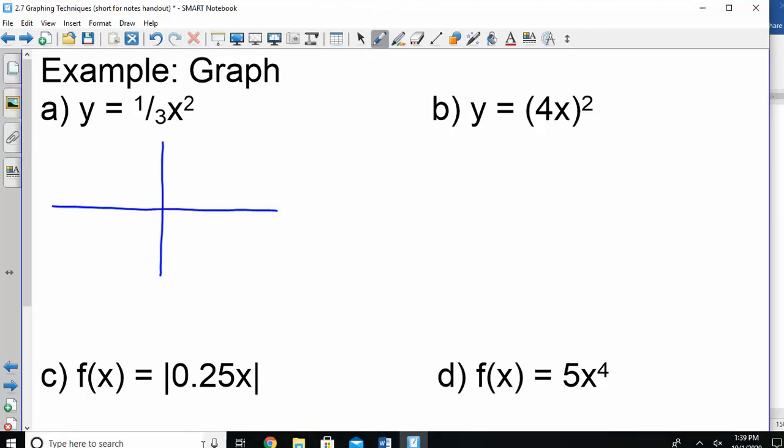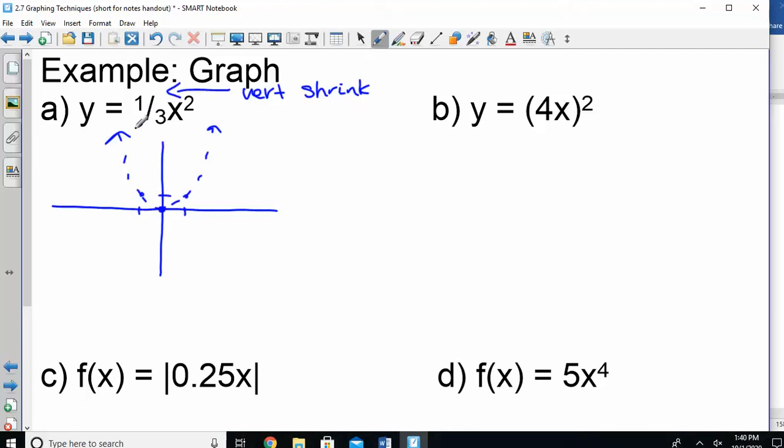1/3 x squared. What's my parent function? X squared. What's that look like? Parabola. 0 squared is 0. 1 squared is 1. Negative 1, 1. You can do more if you want. I just told you minimum of 3. Okay, is that 1/3 affecting x or y? Y. It's on the outside. It's changing my y. So it is a vertical, and outside does what you think. So the 1/3 will shrink.